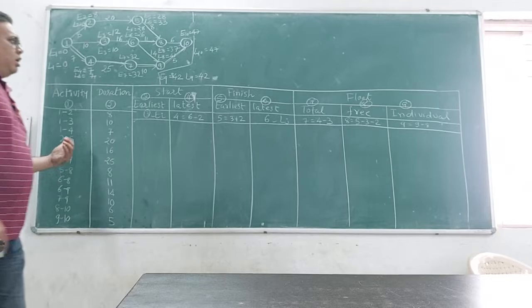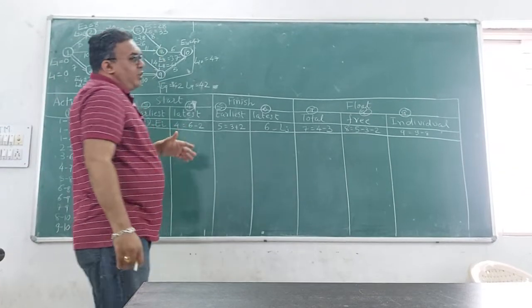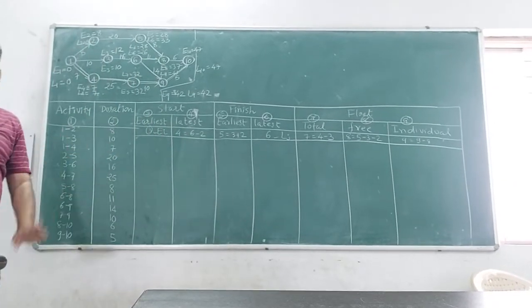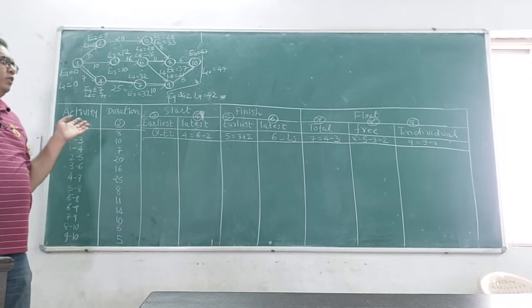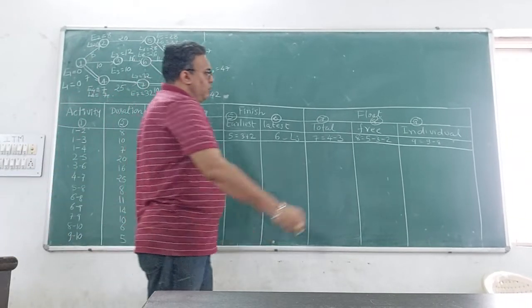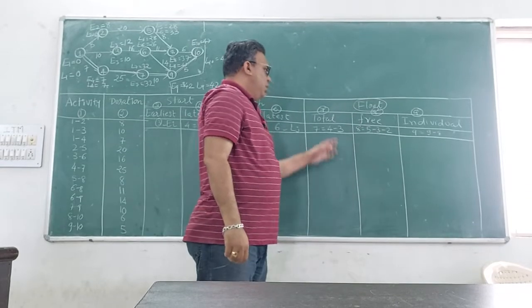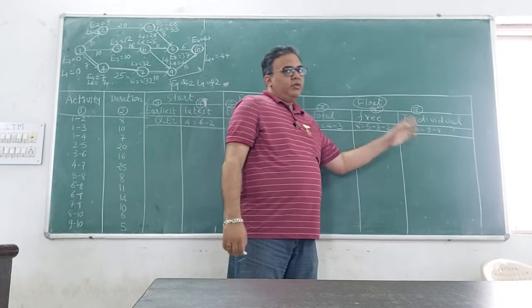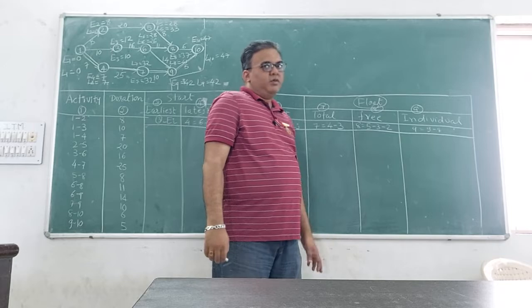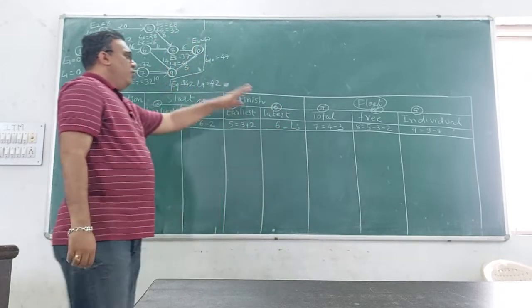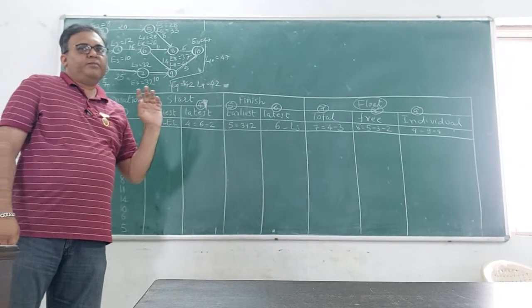Now, after completion of the backward and forward method, we have to go with the total float value. Total, free and independent: there are three kinds of floats available. So for this we have to construct this type of table, right?